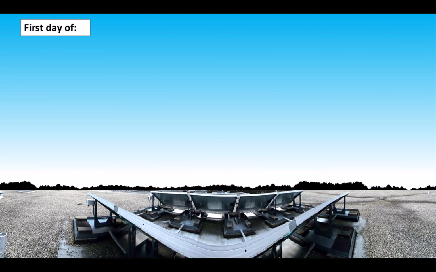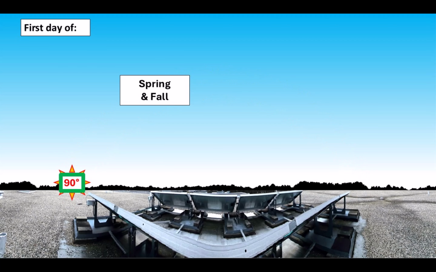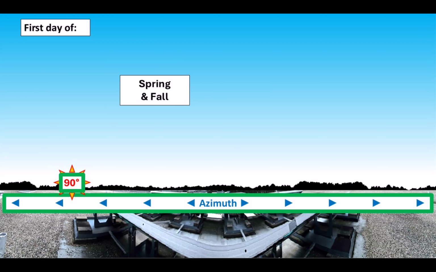Let's imagine a cloudless day in front of this array on the first day of spring and fall. We'll imagine the sun follows this general path as it moves across the sky on the first day of spring and fall from this reference point. At this location, which is roughly 45 degrees north latitude, the sun rises almost due east on the first day of spring and fall. Of course, due east is 90 degrees on the compass dial. We say that the sun rises at an azimuth of 90 degrees.